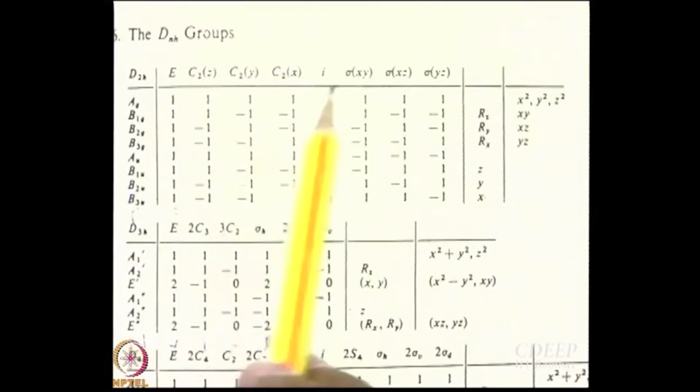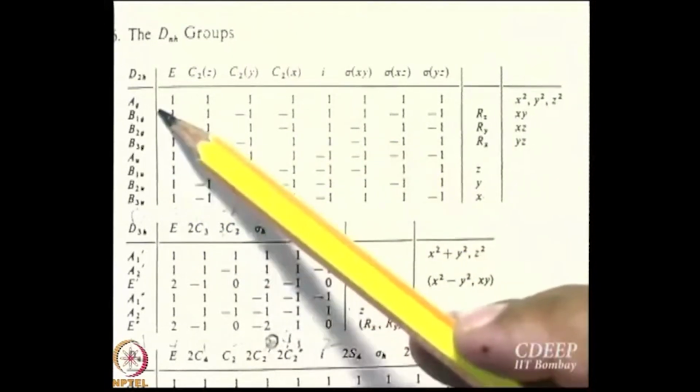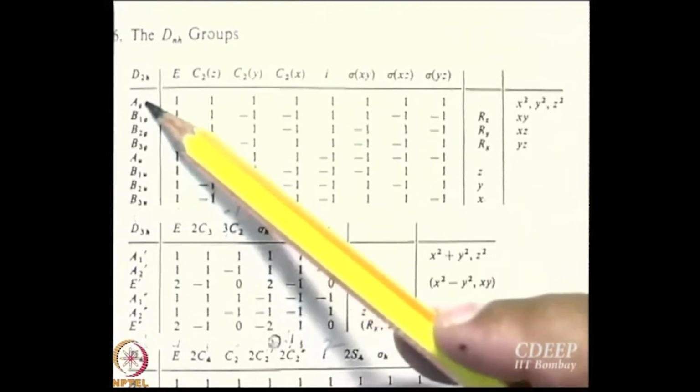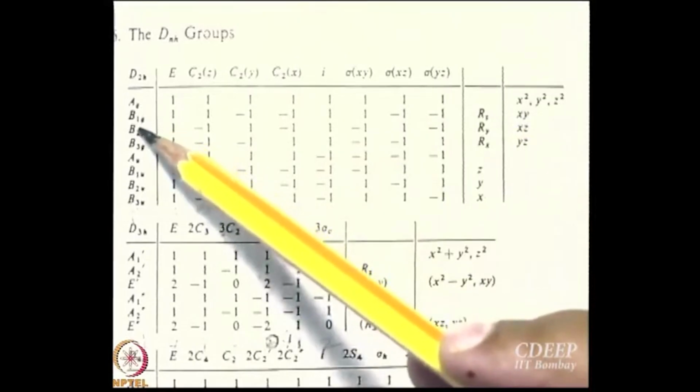1, 2, 3, 4, 5, 6, 7, 8. 8 classes means 8 irreducible representations. What are the dimensionalities? 1 each. You can work that out, I believe. So now you have AG. Only one AG kind of representation is there, so you don't have to call it A1G. AG is enough.